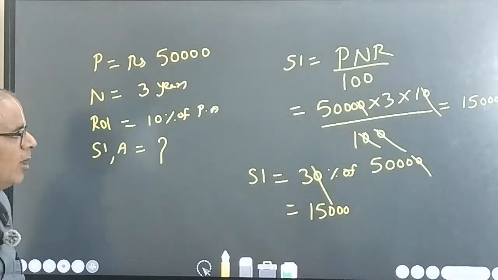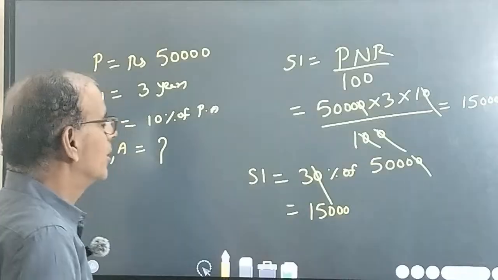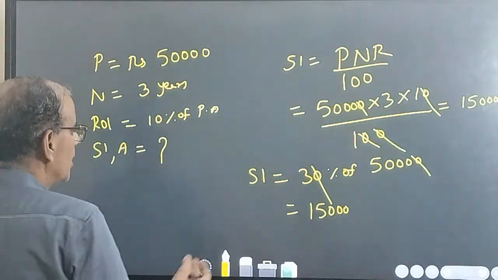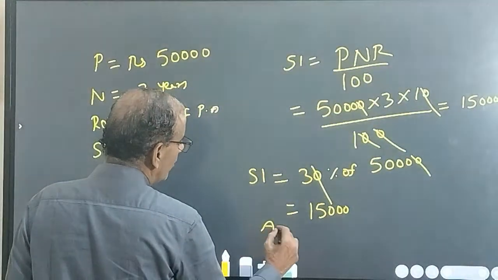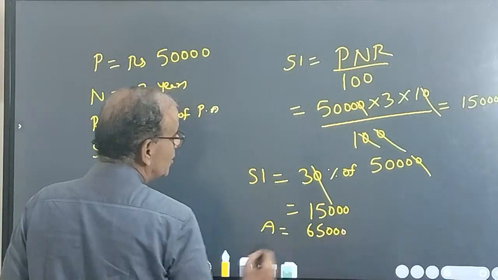So instead of doing it by the lengthy method of SI is equal to PNR by 100, you can do 30% of 50,000. How much is it? 15,000. You can do it. Amount, you can add 50 plus 15, 65.